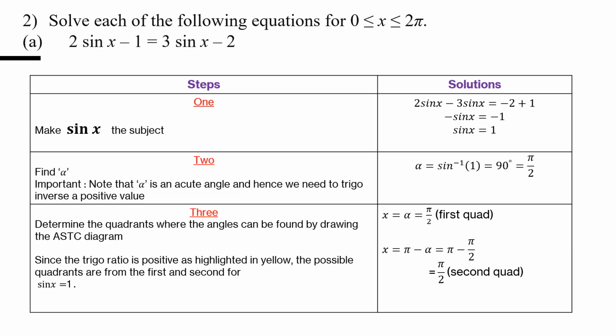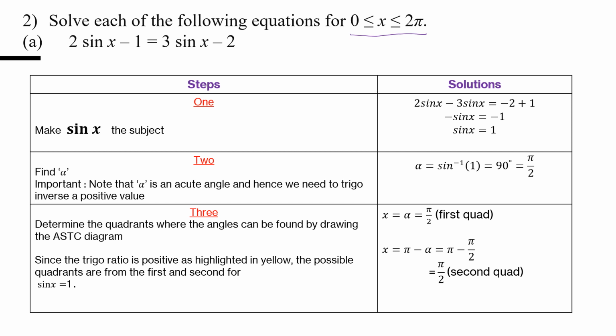Let's look at the second question. This is a relatively easy question. The only thing is that the answers for x have to be in radian mode. There are two kinds of units to measure angle. It can be in degrees, what we have done earlier on, or it can be in radians. So in this question, you have to leave your answer in radians. But the steps are still the same.